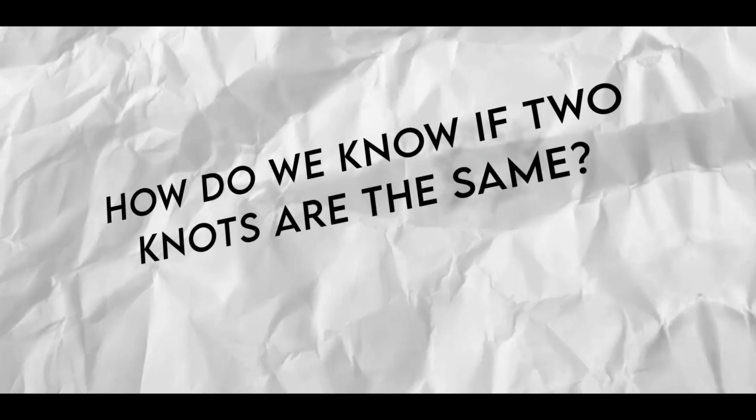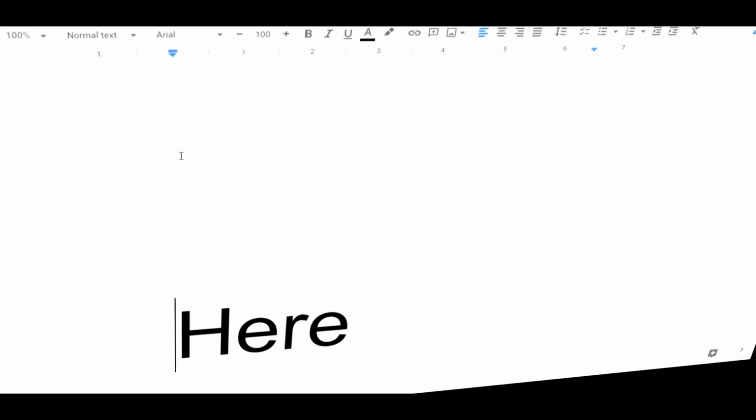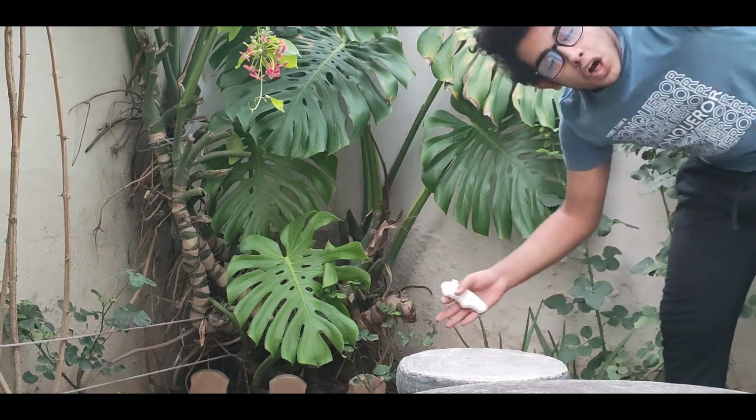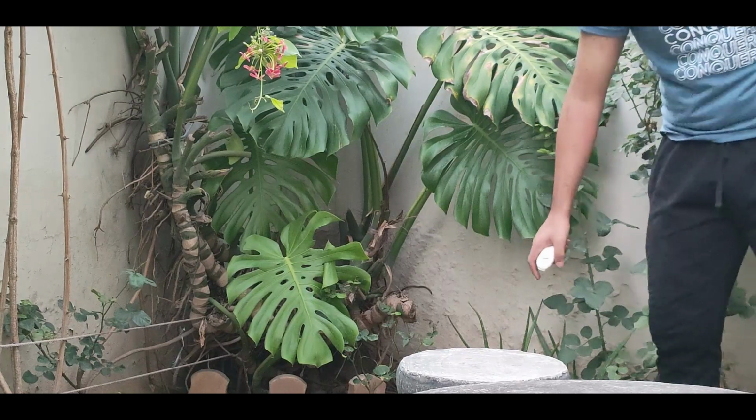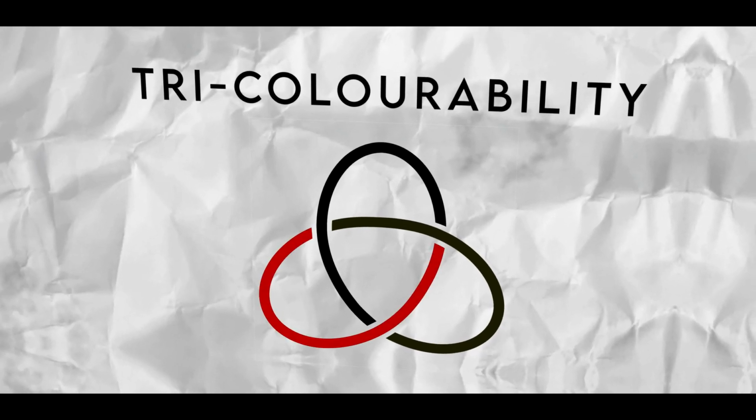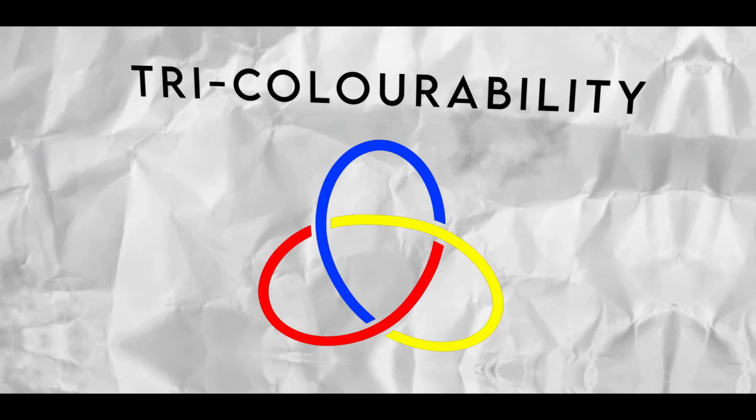How do we know if 2 knots are the same? Well, that's ambient isotopy. Here our moves will help us find knot similarities. But what if the knots are different? So let's say our amazing moves don't work. Then we have to see if knots are tricolorable, which is basically the knot's ability to be completely colored by 3 colors, with rules obviously.